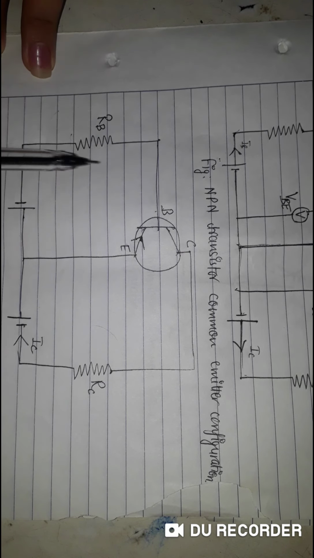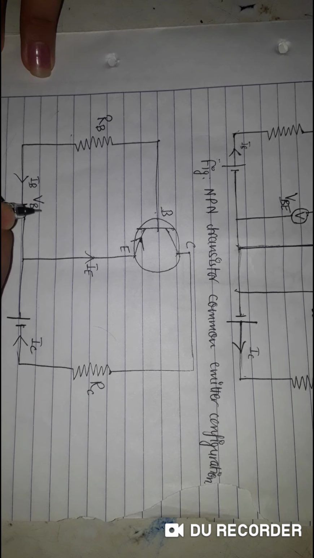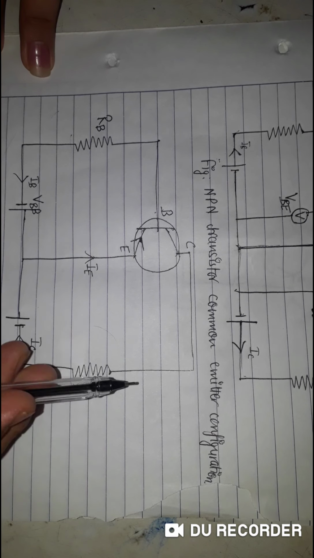Okay, so now we'll have to change the arrow, because IC is going outward here, so IC will come inward. And in the case of this figure, IB is going outward here, so IB will come inward. So IE will go upward, and this is it. So this is the base side. We'll label this voltage source as VBB, and this is the collector side, so we'll label this as VCC.